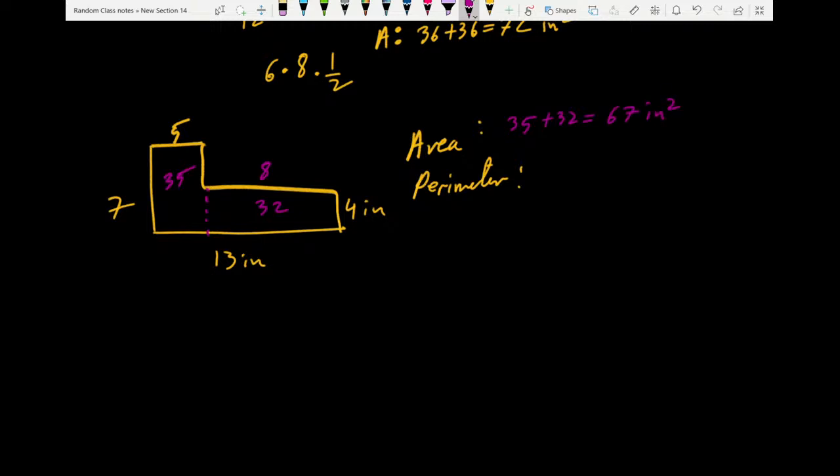Now, because we have the missing side, we could find the perimeter. Perimeter would be 7 plus 5 plus 8 plus 4 plus 13. So that's 37 inches.